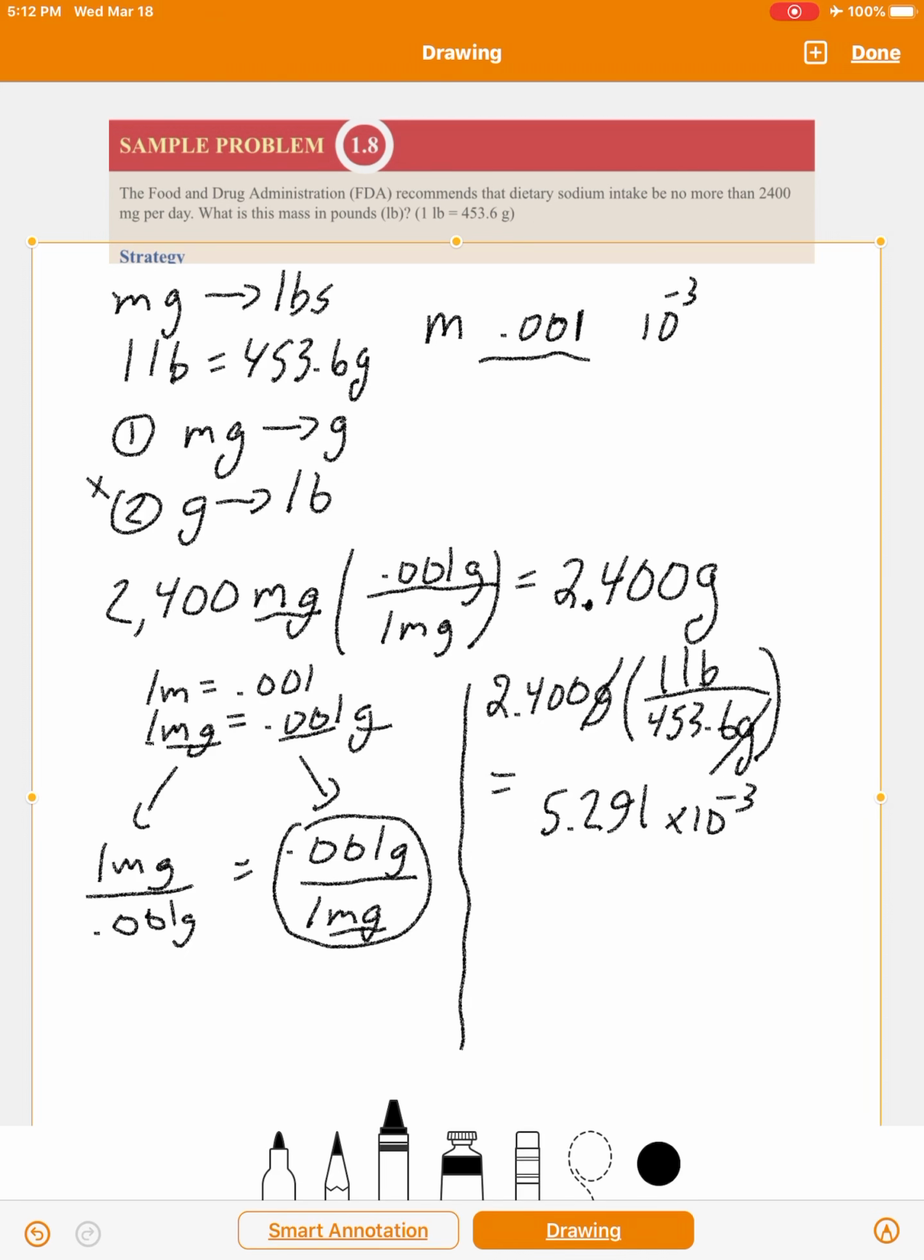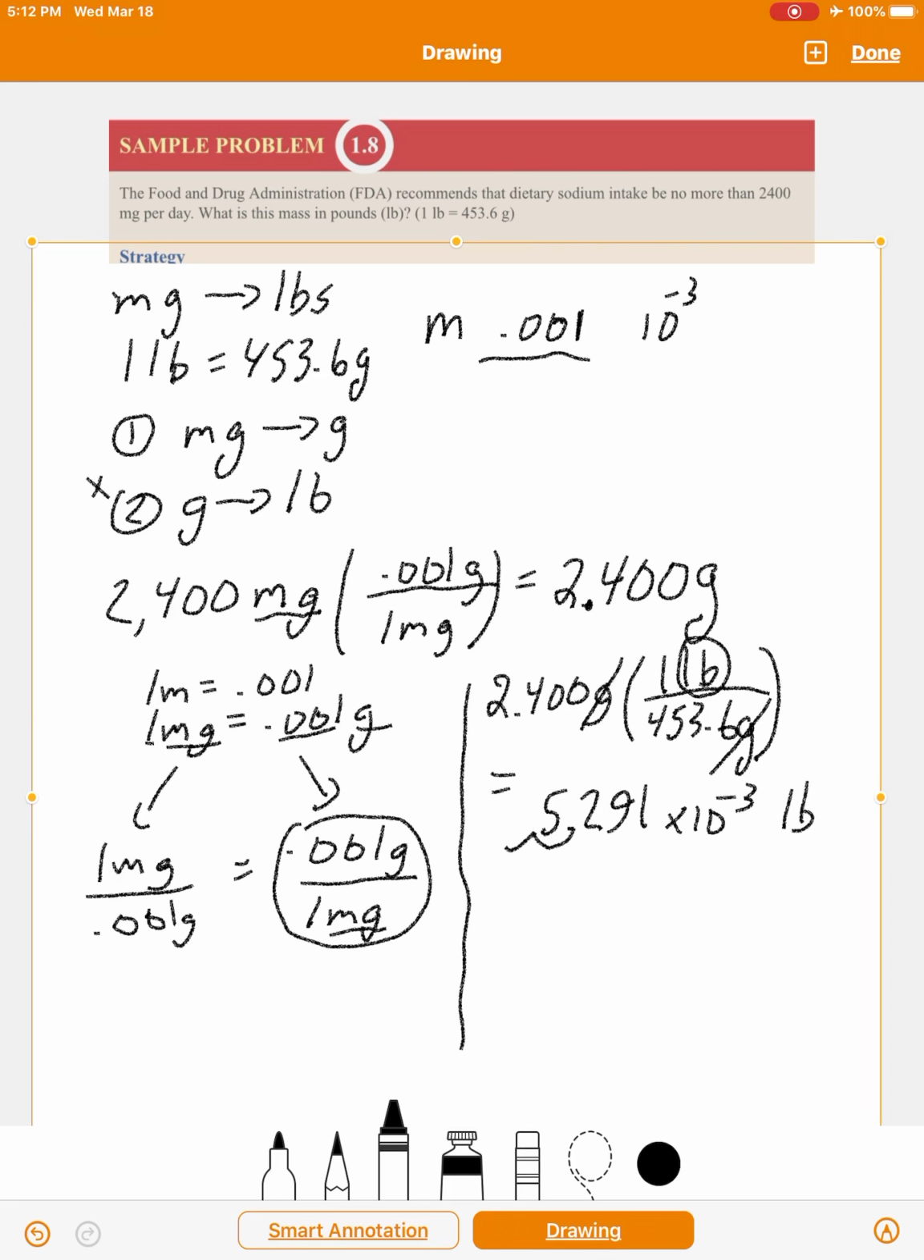What are the units going to be? Grams divided by grams is over. We just have pounds. That's the only thing left over. So there it is in scientific notation, a number between 1 and 10 times 10 to the x. If you want to get rid of scientific notation and put it back into decimal notation, you can do that. Here's how you do it.